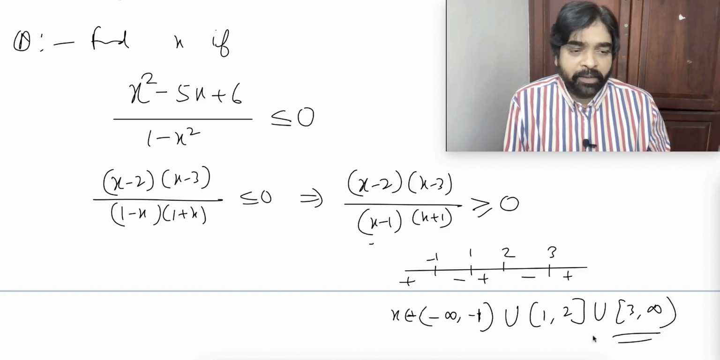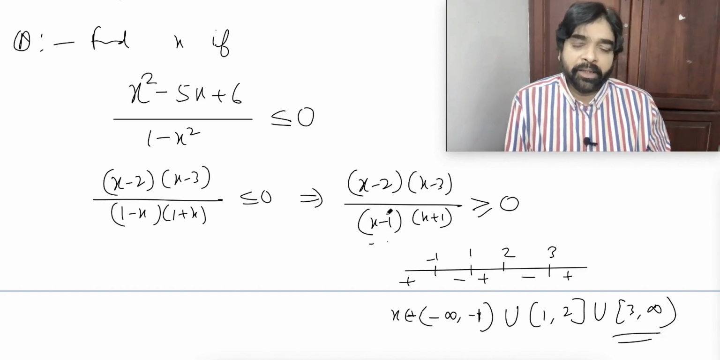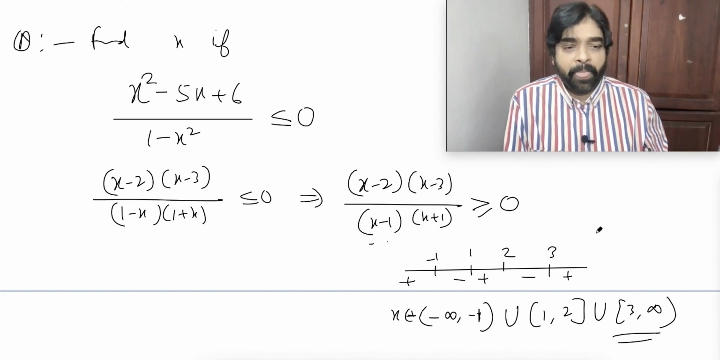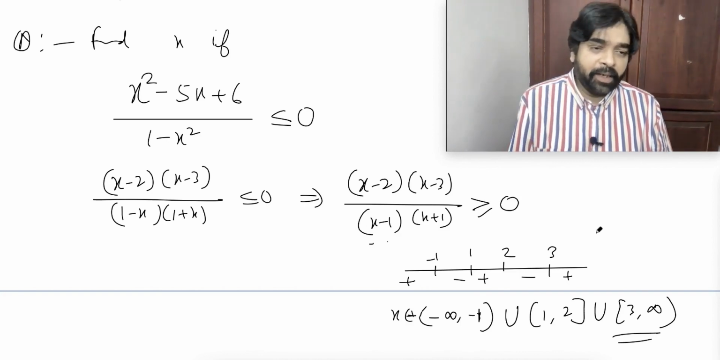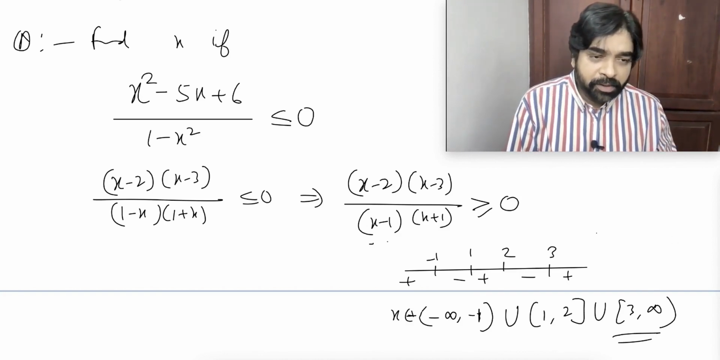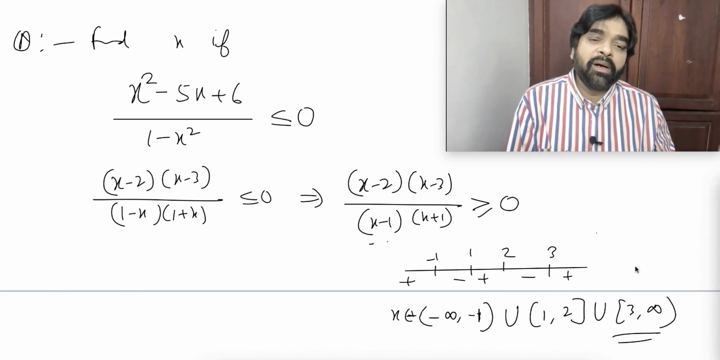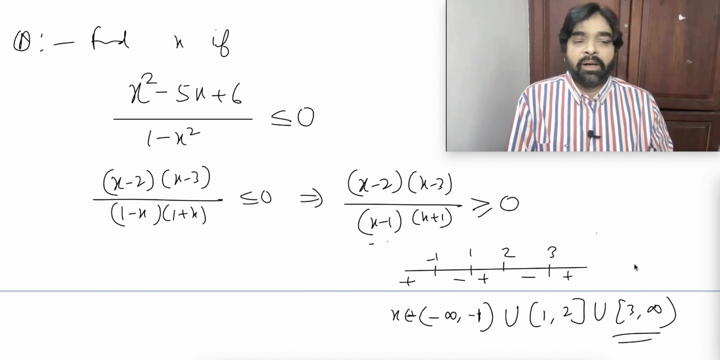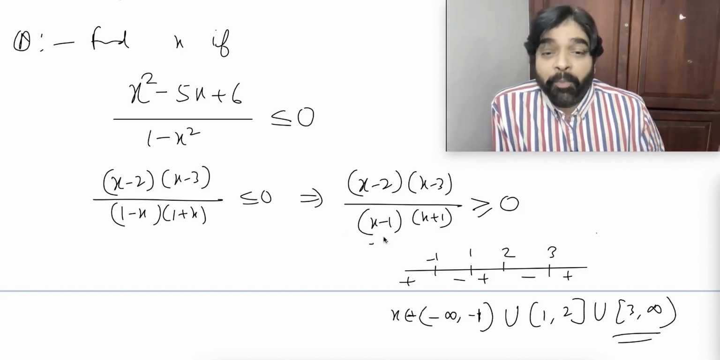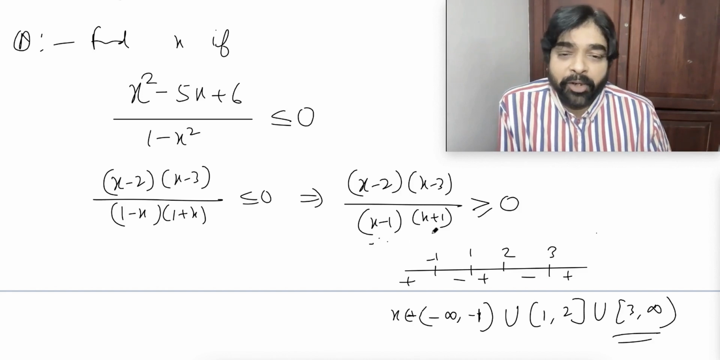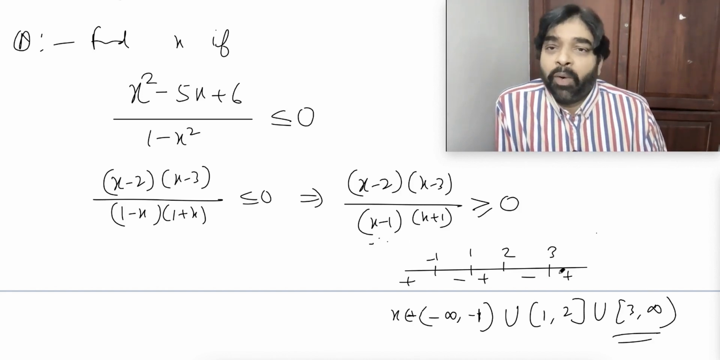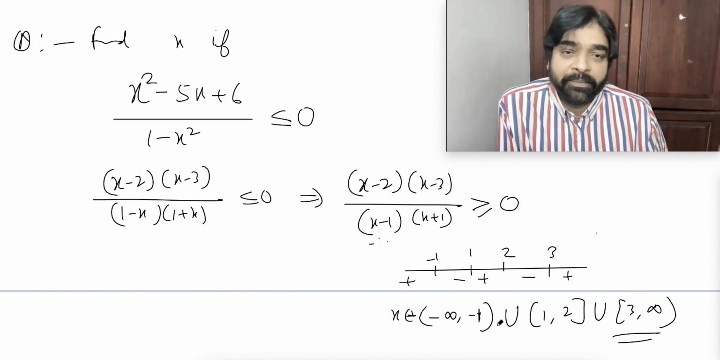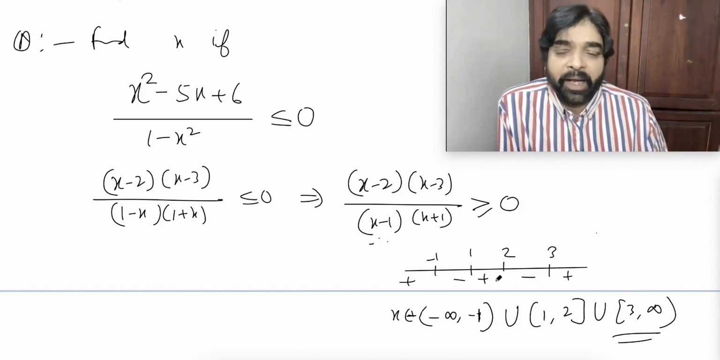Critical point does not matter if it's in the denominator. We have to write it here. Arun, I did not understand your question. Sir, it does not matter if it is in the denominator. See, whether the critical point is in the denominator or numerator does not matter on the number line. The only thing that matters is that it should be open. That's all. When you are plotting on the number line, it does not matter.